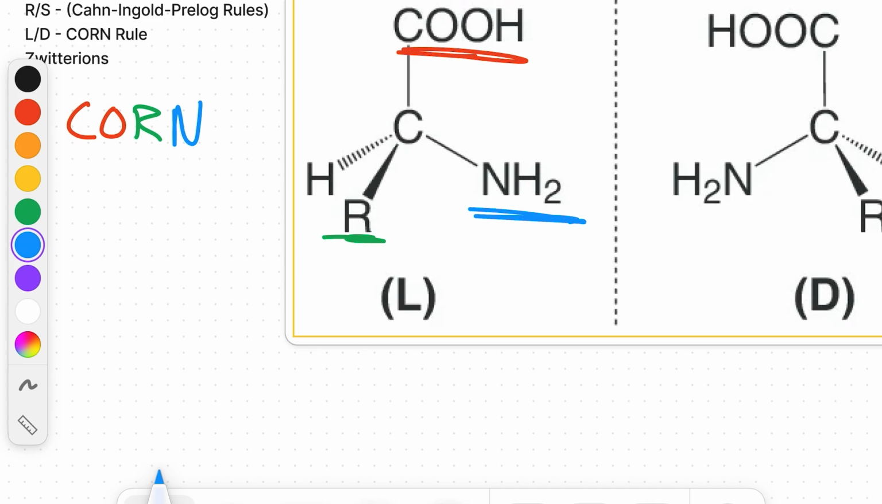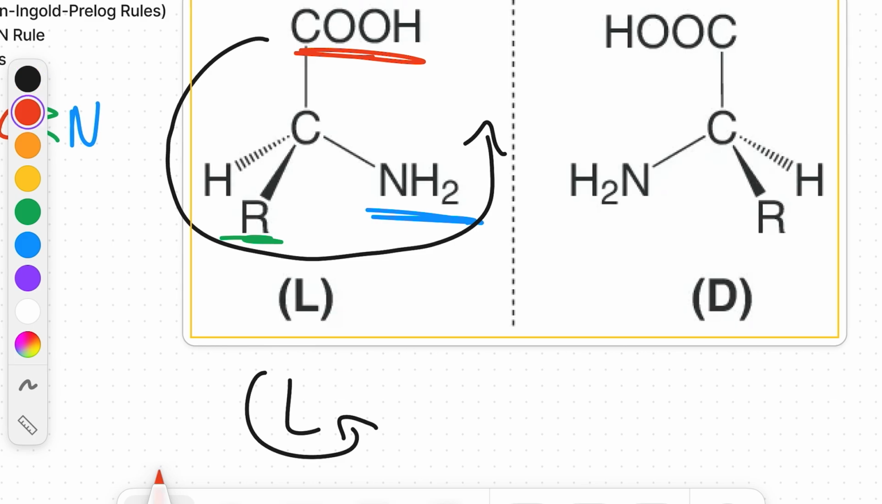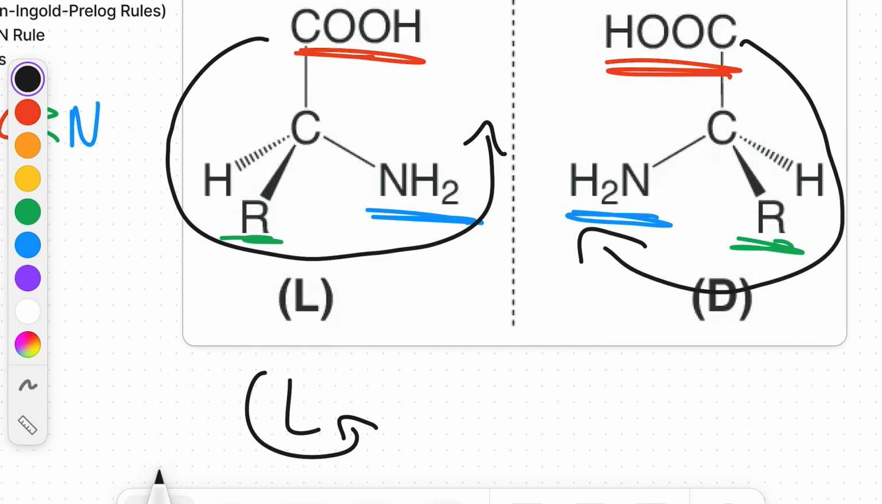So in that order, if we draw a circle, we would be going counterclockwise. L is counterclockwise. And if we were to do the same thing on this stereoisomer, it would be the opposite direction. If we're following CO to R to N to spell out CORN, it would be D, which just goes in the opposite direction. So if you ever need to solve for L or D of the amino acids, which they can mix up in questions, that's how you solve for it.